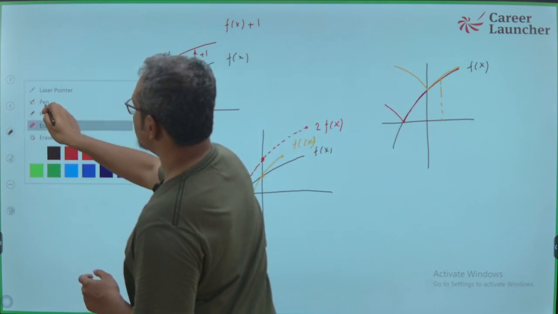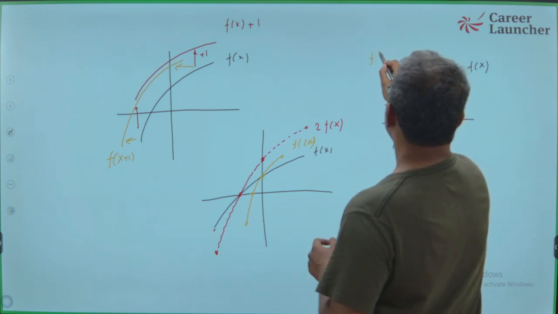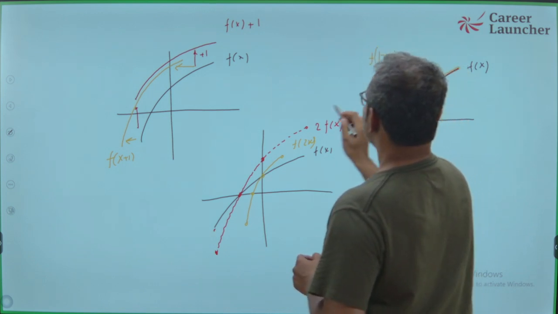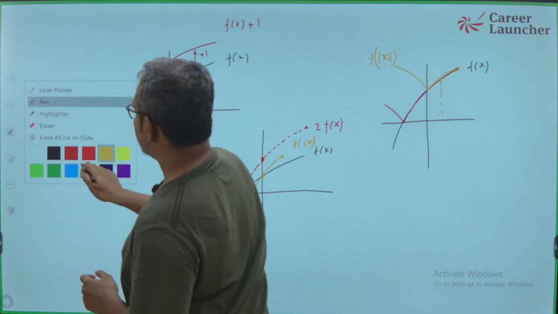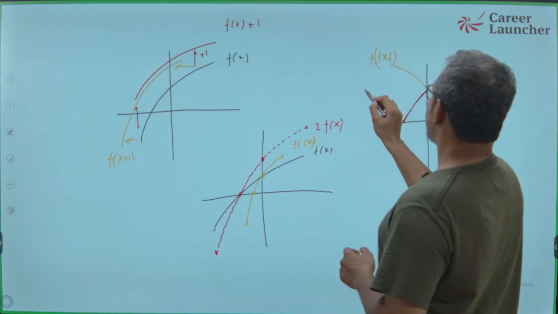Just to write that, this is f of mod x, and this red one is mod of f(x).